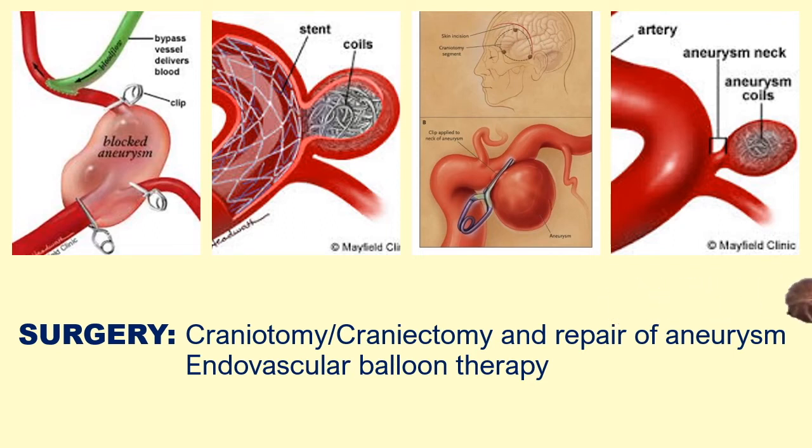And then for the surgery, you may opt to have your craniotomy or craniectomy. So class, when I say craniectomy, a part of your skull is being removed, and the repair of the aneurysm is done. Notice in the image that we are using coils. The purpose of these coils is to limit or decrease the blood flow going towards that part of your aneurysm.